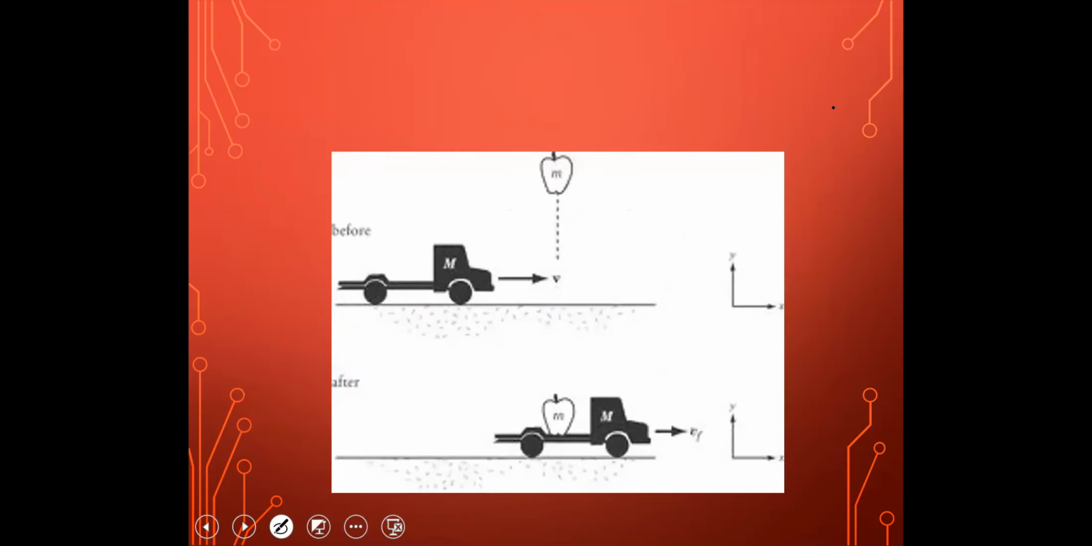This example here. There's a lorry that's moving, and an apple is thrown down onto the lorry. After the collision, as you see, the apple sticks with the lorry. They are moving in the same direction. So which type of collision? Perfectly inelastic, exactly.